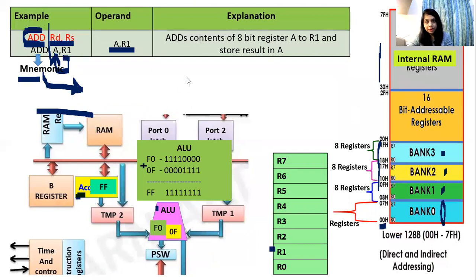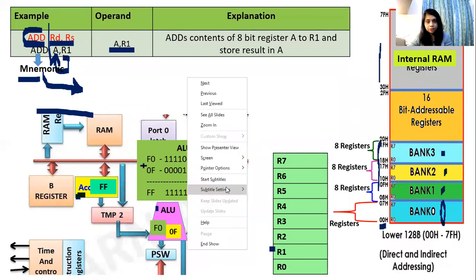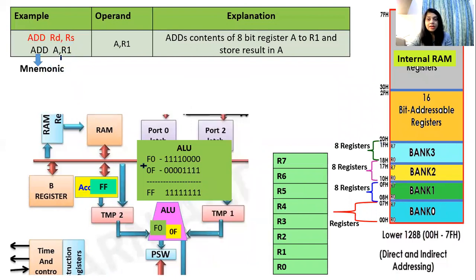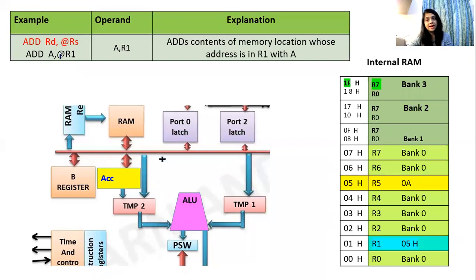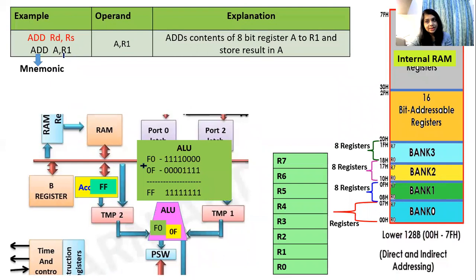If you see, let me erase this first. Now see, here there is no add sign, and in this instruction there is an add sign. Then what is the difference? What does this instruction do? This instruction directly takes the contents of A, takes the contents of R1, adds, and stores the result back into R1. This is what this instruction does.